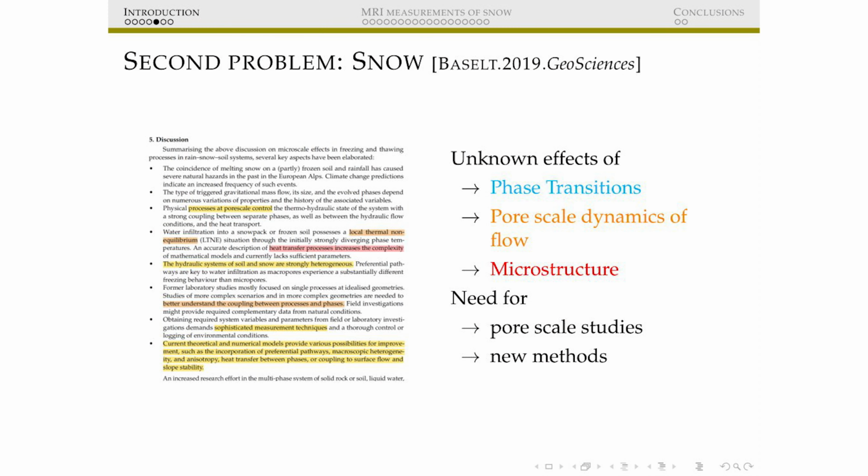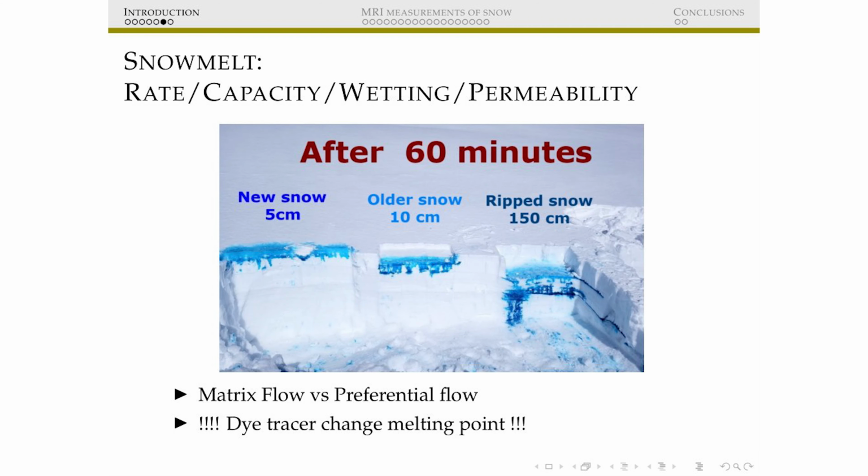Their main findings, other than the energy fluxes, are that we do not really know how to deal with phase transitions, that we do not really know what the pore scale dynamics of water flow in snow is, and that we do not account for microstructure in these models. So it's a big challenge, and therefore we need new pore scale models and studies and new methods to actually measure this.